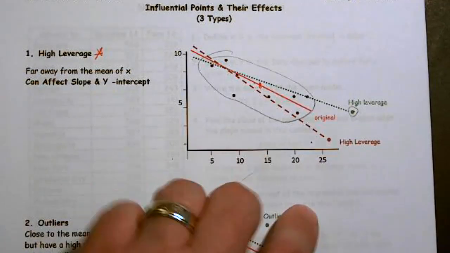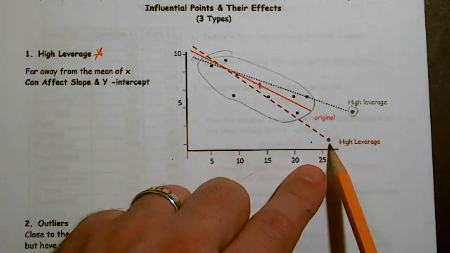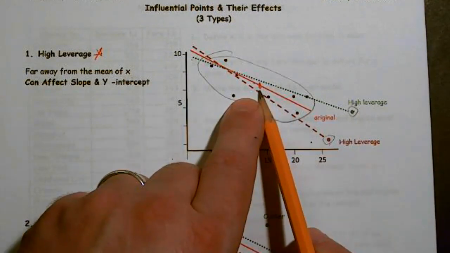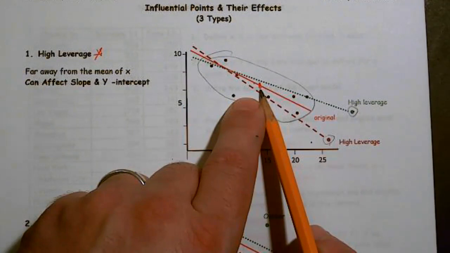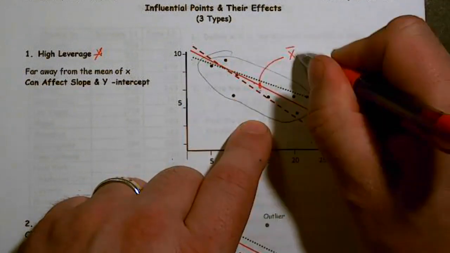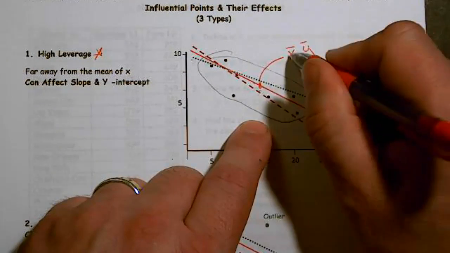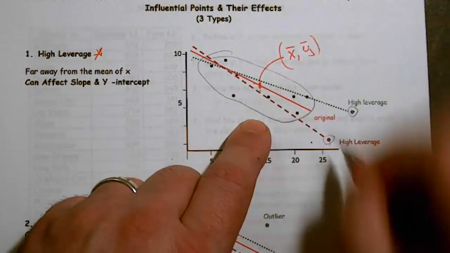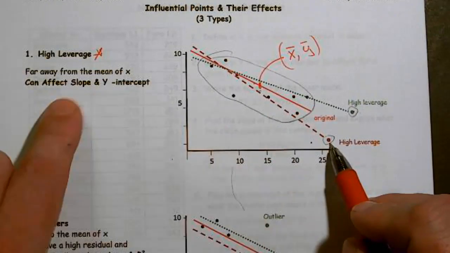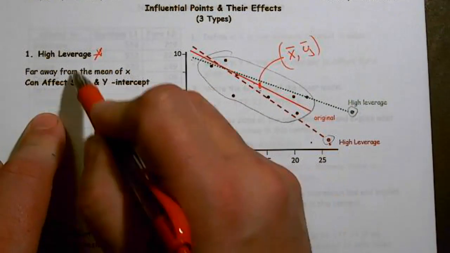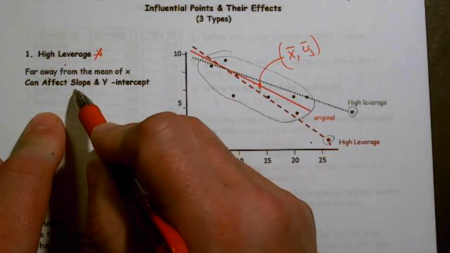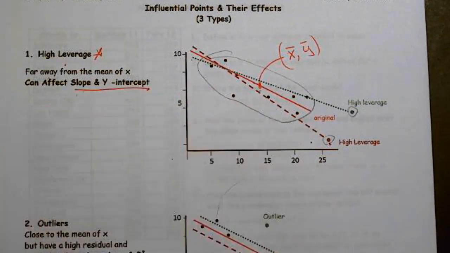On the other hand, if I had added this brown point right here, it's also a high leverage point because this is a long way away from the average of my x's and my y's. This right here would be the average of the x's and the average of the y's, and the bar just tells me it's the average. All right, so this is a long way away. I add this point and it impacts my slope and my y-intercept. So a high leverage point is far away from the mean and impacts your slope and your y-intercept.